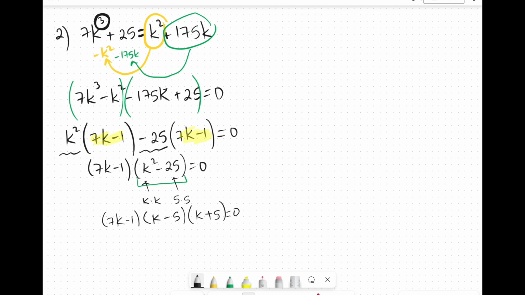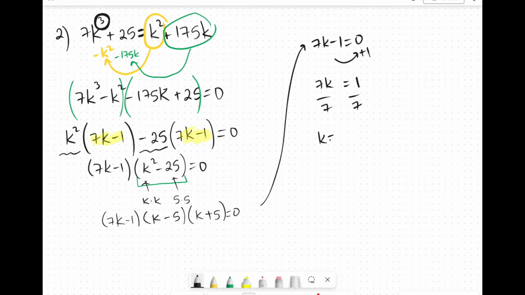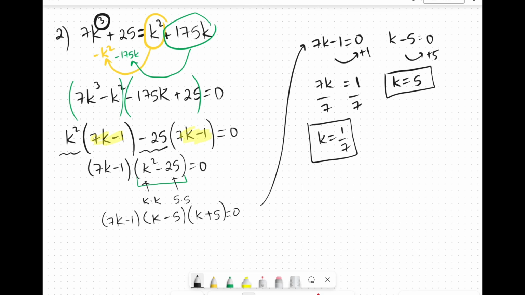So I'm going to write here, 7k minus 1 equals 0. Add the 1, divide by 7. So your first k is 1 over 7. Now we're going to take the second factor from that broken down polynomial. We have k minus 5 equals 0. Add the 5 to get k equals 5. And then we're going to take the third factor, that one was k plus 5, set that equal to 0. Subtract the 5, so k is negative 5. Those are your 3 answers to this equation.